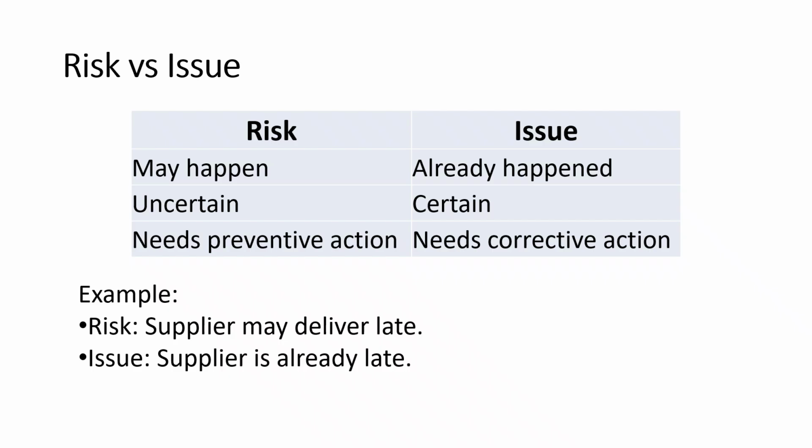Look at the example here. If we say supplier may deliver late, there is a risk because the delay has not happened yet, but there is a possibility it could happen. As project managers, we might prepare a response early, such as identifying a backup supplier. But if we say supplier is already late, that is now an issue. The problem is happening and the focus changes from prevention to correction. We may need to revise the schedule, follow up urgently with the supplier, or activate a contingency plan.